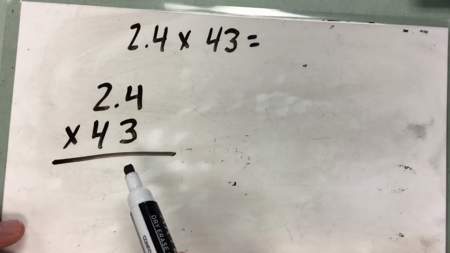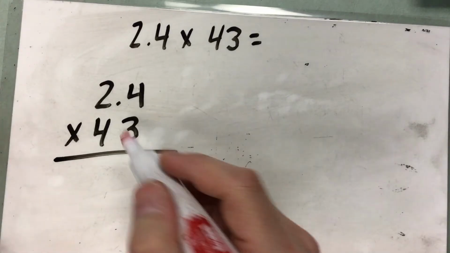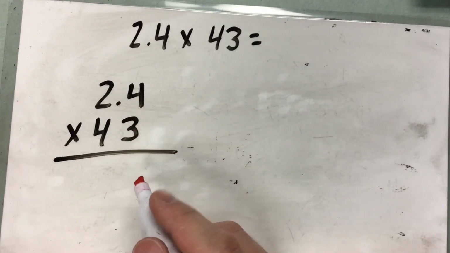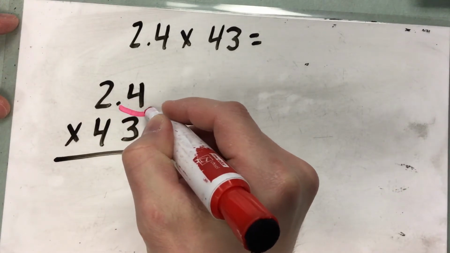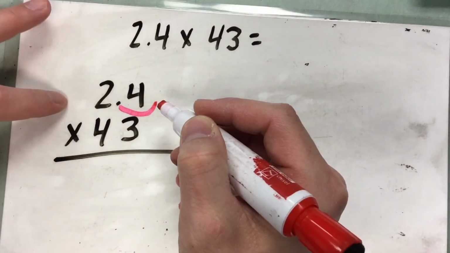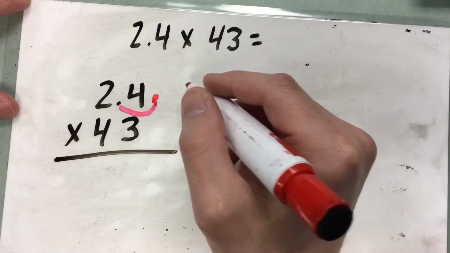So as I'm looking at this, I'm wondering if there's a way to get rid of this decimal so we could just make it a whole number multiplication problem. So one thing I could do is I know that if I multiplied 2.4 times 10, this decimal, because each digit would shift forward one place value, that would become 24 instead of 2.4.